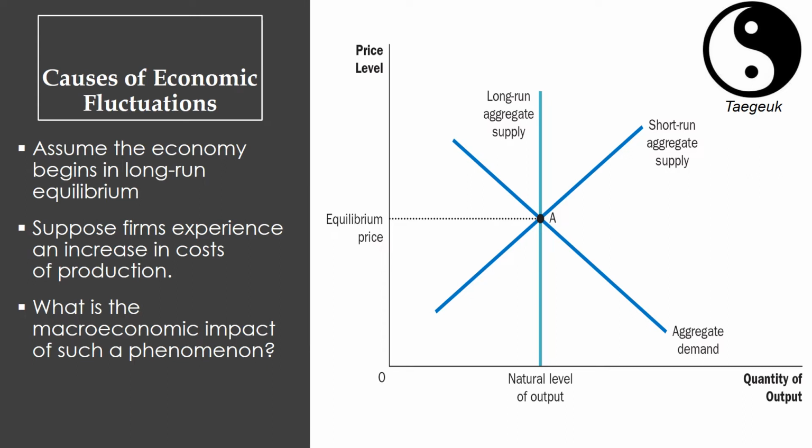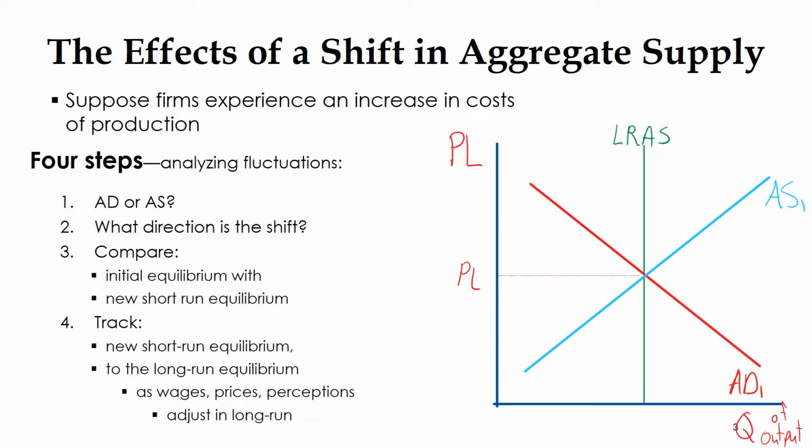Suppose firms experience an increase in the cost of production. What is the economic impact of such a phenomenon? What kind of events would increase the cost of production for firms? Well, it could be something like an increase in taxes, an increase in minimum wages. Maybe oil prices have gone way up, or some natural resources have gone way up. Maybe they're in short supply.